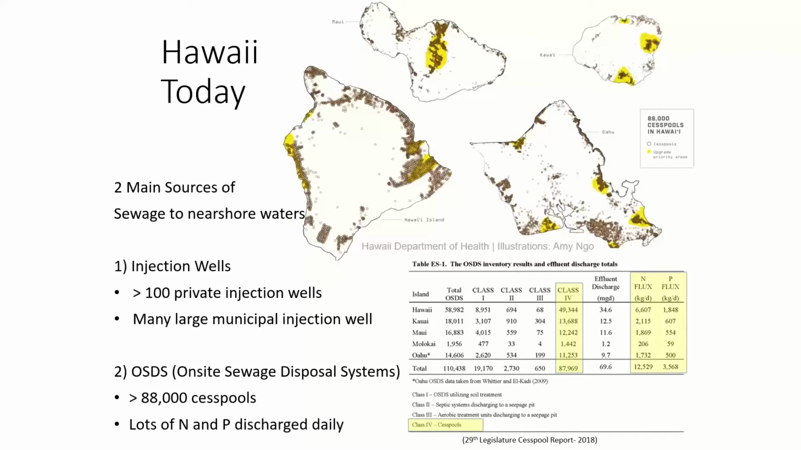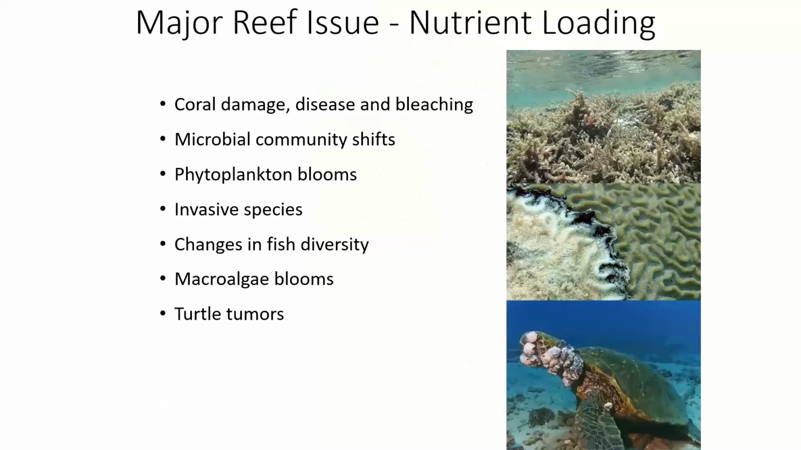And so these OSDS, particularly cesspools, discharge a lot of nutrients, a lot of nitrogen and phosphorus, because there's almost no treatment. It's raw sewage going straight from your toilet into a hole in your yard, typically. So this has the full load of nutrients associated with that wastewater. And it's these nutrients that are really the issue for our reefs. It's been shown by studies around the world that nutrient loading, or adding nutrients to reefs, can be very damaging.